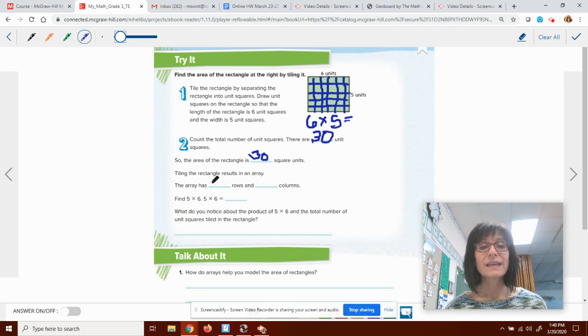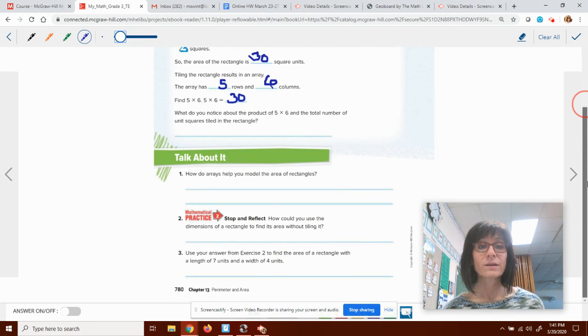Tiling it, we would say that the array had 5 rows and 6 columns. And we know 5 times 6 is 30. What did we notice about the product of 5 times 6 is that there are 30 units in our rectangle. How do arrays help you model the area of rectangles? Well, an array can help us find the total or the square units of the area by multiplying length times width. How could you use the dimensions of a rectangle to find its area without tiling?